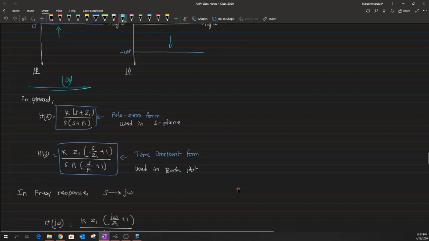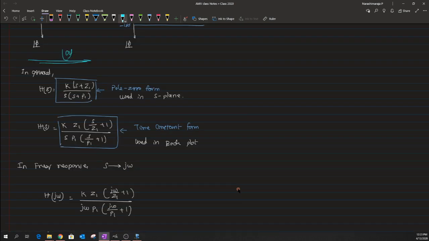In general, the system transfer function will have a form like this: in this case there is a DC quantity of K, and there is also a 0 associated with this system, and there are two poles in our system. One pole is at 0, the other one is at p1. We call this type of transfer function the pole-zero form, and it is generally used when we involve ourselves with the S plane.